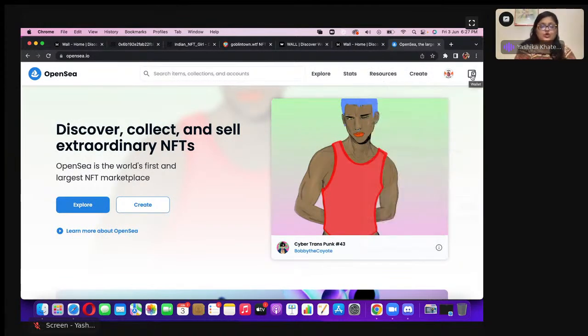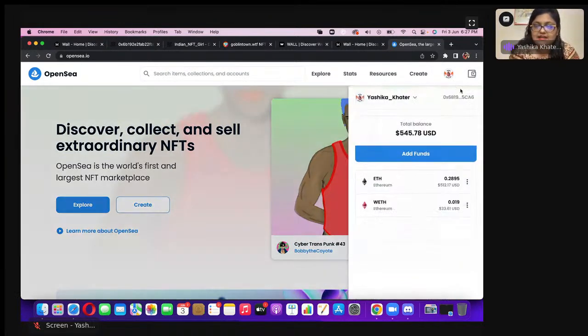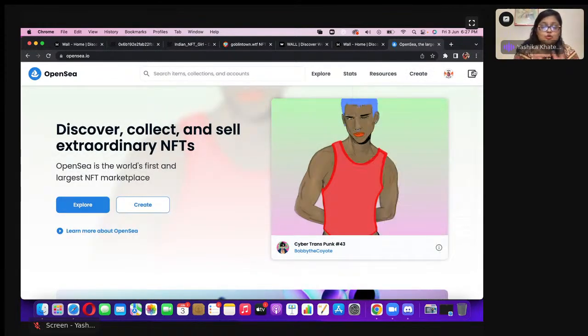But if you're coming on OpenSea for the first time, go on the rightmost side, click on wallet, and a MetaMask extension would appear. For having the MetaMask extension, you have to make sure that you are doing this on the Google Chrome browser, because it does not work on Safari, Opera or Brave. It works on Google Chrome.